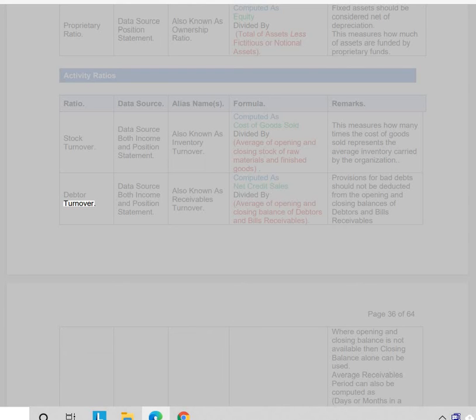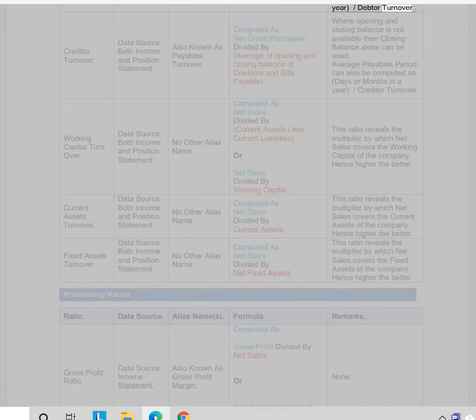Debtor turnover. Data source: both income and position statement. Also known as receivables turnover. Computed as net credit sales divided by average of opening and closing balance of debtors and bills receivables. Provisions for bad debts should not be deducted from the opening and closing balances. Where opening and closing balance is not available, then closing balance alone can be used. Average receivables period can also be computed as days or months in a year divided by debtor turnover.